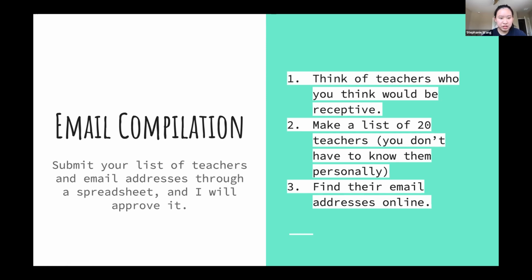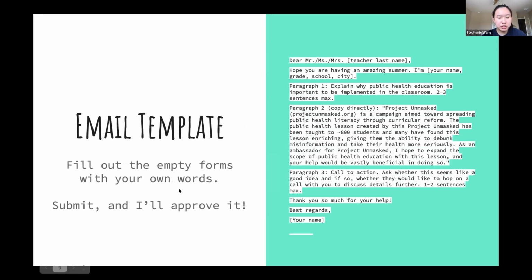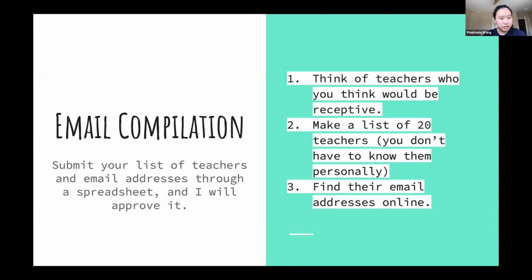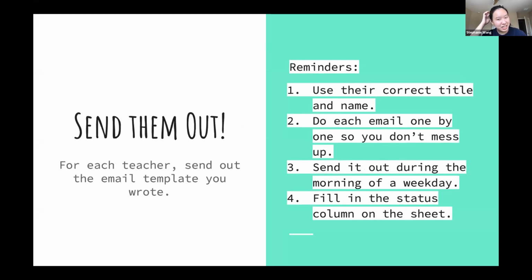Okay. So after that, submit your list of teachers and email addresses through a spreadsheet and I will approve it. I forgot to say this: fill out the empty forms with your own words, submit, and I'll approve it. Basically you submit it through Google Classroom, and then I'll just comment, usually just say looks good. Then you can go ahead and do this step. After I look at your spreadsheet and tell you looks great, you can keep going with the next step, which is send them out.